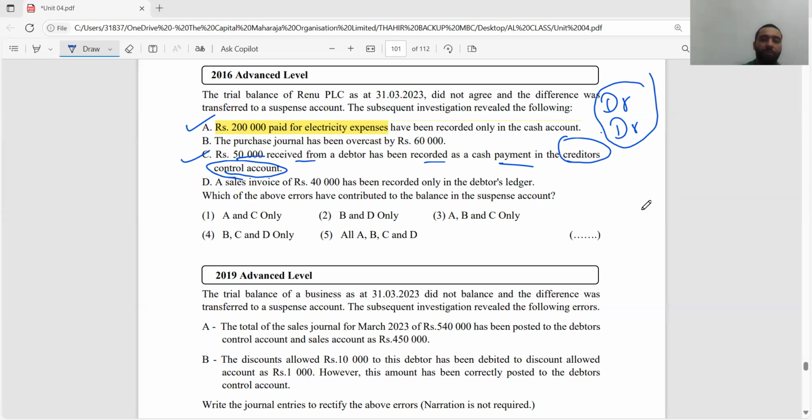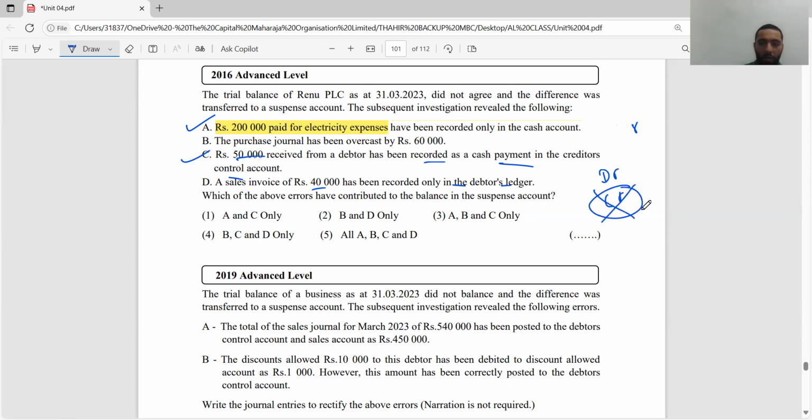Right. Last one. Sales invoice 40,000 has been recorded only in the debtors' ledger. What have they done? Only the debtor they have put as debit, right? There is no credit entry. Where should the credit go? The credit should go to the sales account, but it is not there. If you have only recognized a debit, will it create a difference in the trial balance? It will create a difference. If there is a difference in the trial balance, what do you have to do? Yes, you have to open a suspense account.